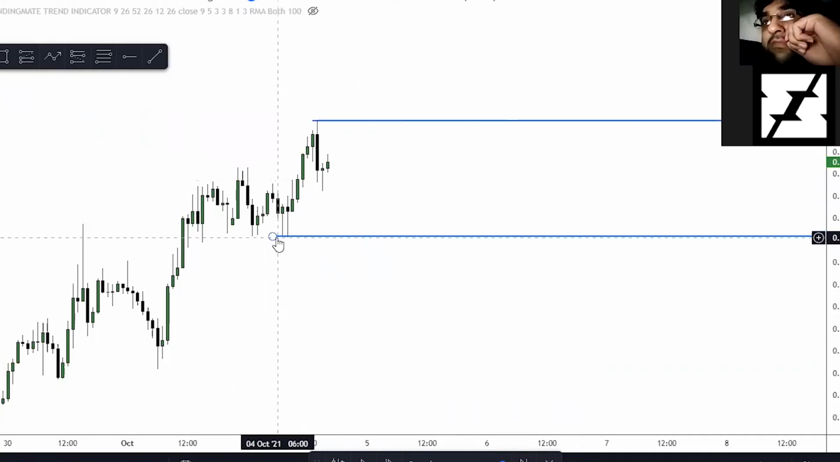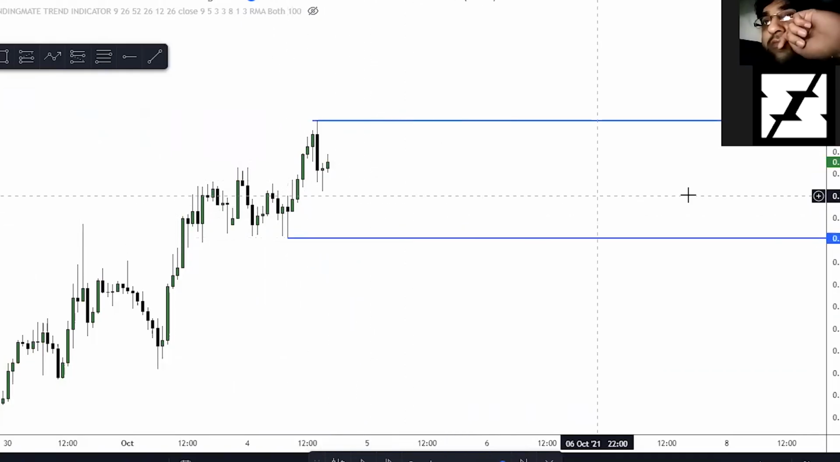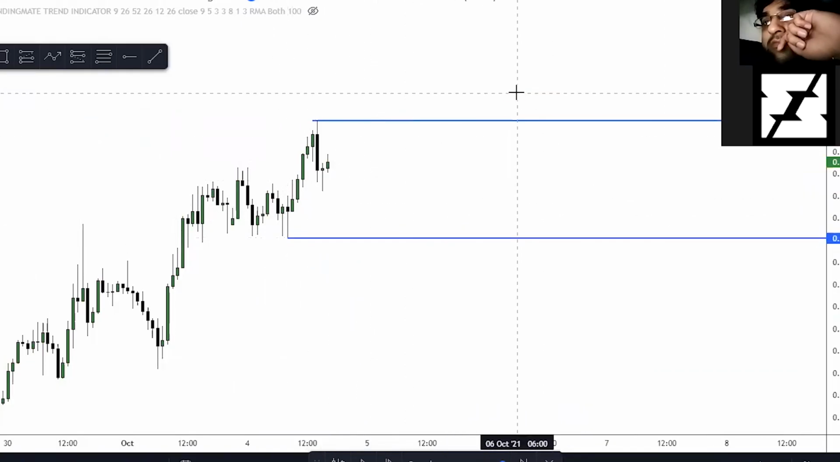About the 1 hour time frame, it's simple. You need to do two things: clear break of structures and key levels.